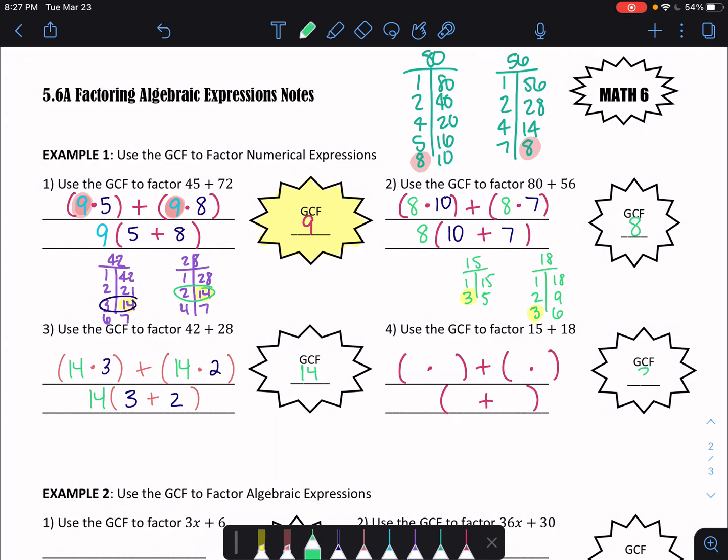So 3 is going to go in my little starburst over here. And then 3 is going to be in both of my sets of multiplication. 3 times 5 is 15, and 3 times 6 is 18. So 3 goes on the outside, and then 5 plus 6 goes on the inside. This is numerical expressions, so just numbers. In a second here, we're going to look at numbers and variables.